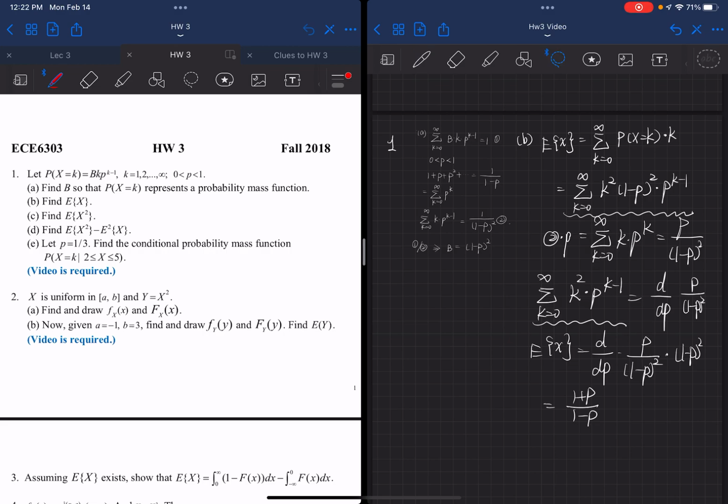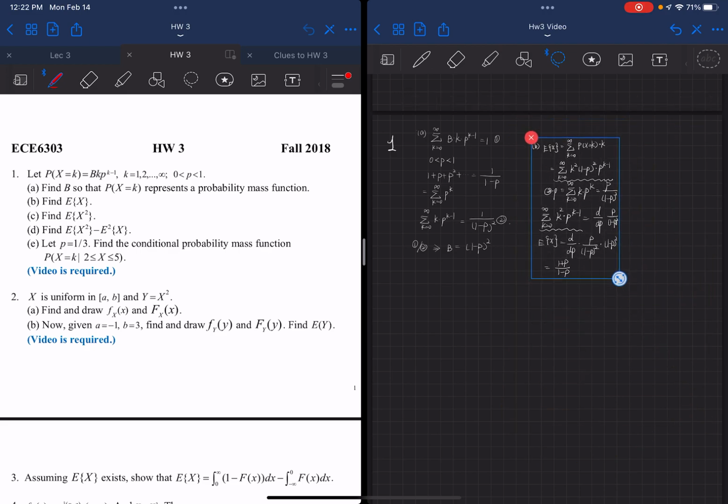And the reason that we would like to multiply equation 2 by p and take the derivative is that we observe there is k to the power of 2 in my expected result. So I try to get the k to the power of 2. So I think that I can use equation 2 times p and then take the derivative. And this is for problem B.